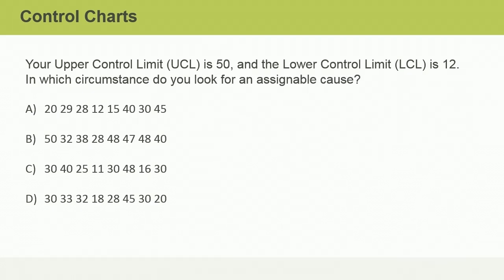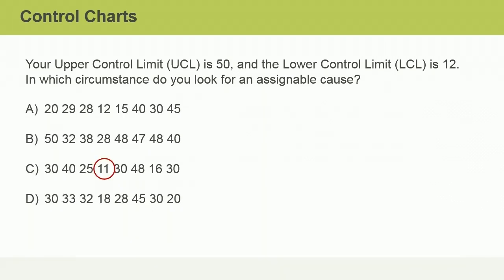Let's try another control chart exercise. In this example, we have an upper control limit of 50 and a lower control limit of 12. Can you identify which of the 4 series is out of control? If you'd like more time to think about your answer, just pause the video and resume when you're ready.